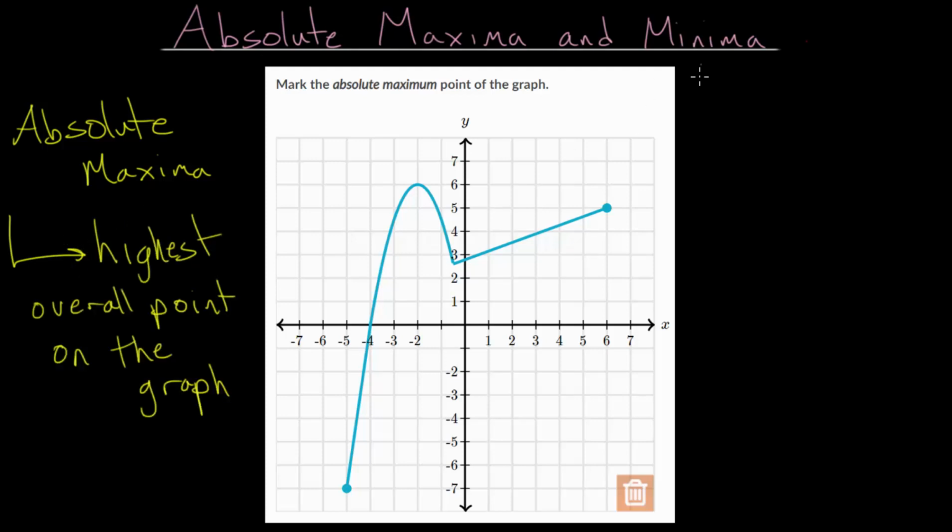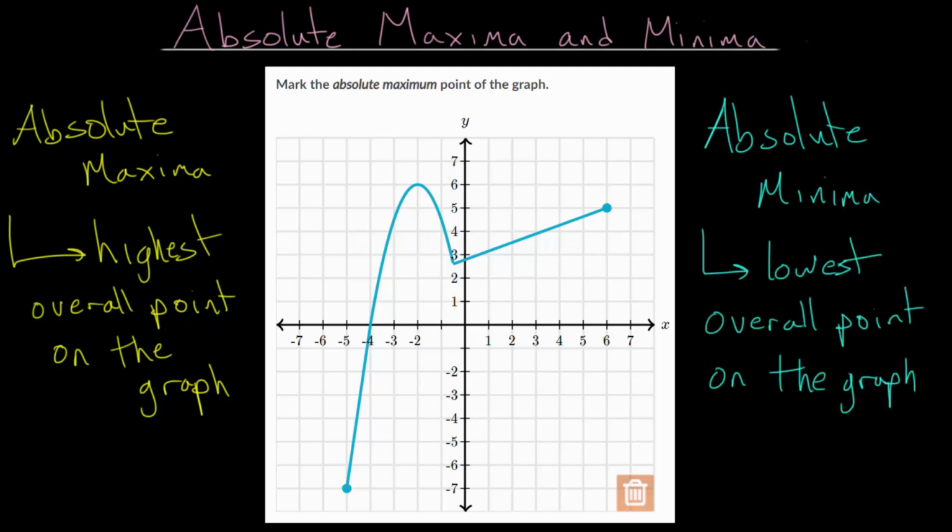Whereas if we're talking about an absolute minima, you might be able to guess that that will be the lowest overall point on the graph. So knowing the two definitions, we can take a closer look at these example problems. And in this one, we need to mark the absolute maximum. So we're looking for the highest point on this curve here.